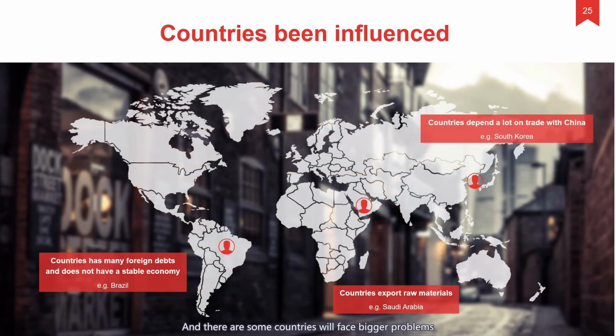And there are some countries that will face bigger problems after the Fed's continuous rate hikes, including, first, countries that export raw materials, like members of OPEC. Second, countries that depend on China's trade a lot, like South Korea. And third, countries that have lots of foreign debts and don't have a stable economy to hold, like Brazil.